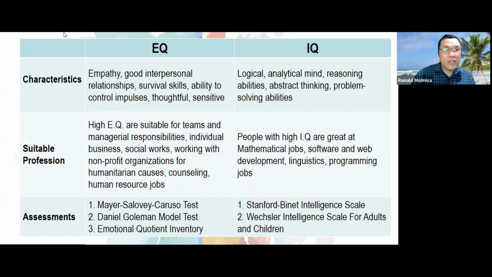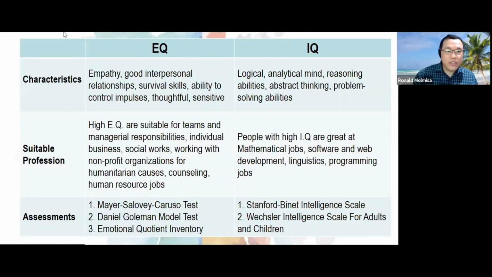So, they say that if you would allot one form of intelligence to the hemispheres of our brain, EQ would lean toward the right hemisphere of our brain, and IQ the left. About suitable professions, those with high EQ are suitable for social interaction, team building, those who handle people-helping activities, counseling, humanitarian causes. That's where those with high EQ fit. As for IQ, we can't disregard it, they are great at mathematical jobs, like our engineers, software, web development.